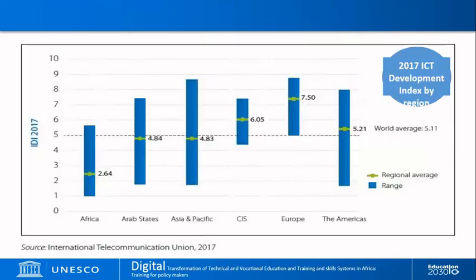If you look at the 2017 ICT Development Index by region, you will see that Africa has the lowest ICT Development Index of 2.64. Europe has the highest ICT Development Index of 7.50, followed by America, followed by CIS, 6.05, then the Arab states, and then Asia and Pacific.